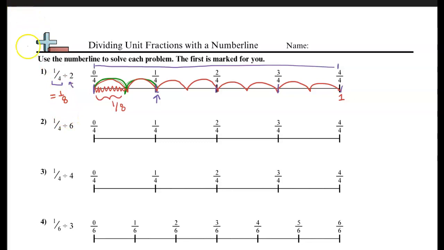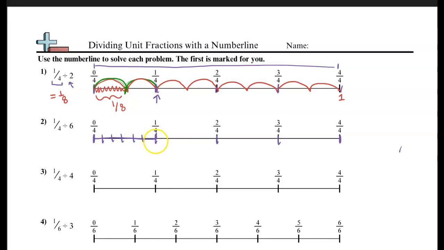Let's do one more for good measure. 1/4 divided by 6. So let's start off by drawing a number line 0 to 1. We'll cut that into 4 pieces. 1, 2, 3. We have 4 pieces here from 0 to 1. And it's saying take one of those fourths. So from 0 to 1/4, we want to cut that into 6 pieces. 1, 2, 3, 4, 5, 6 pieces.